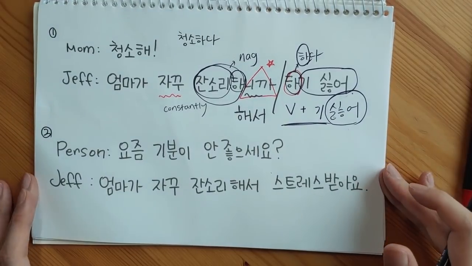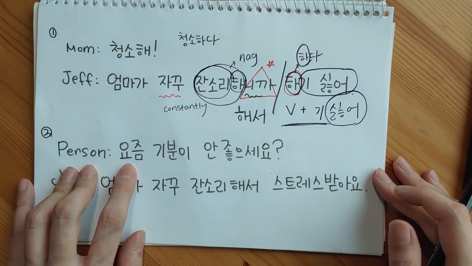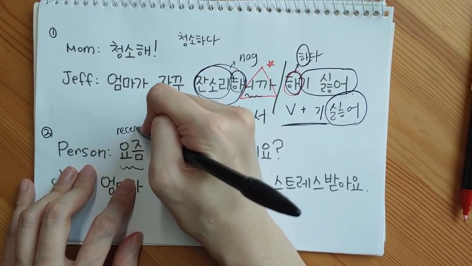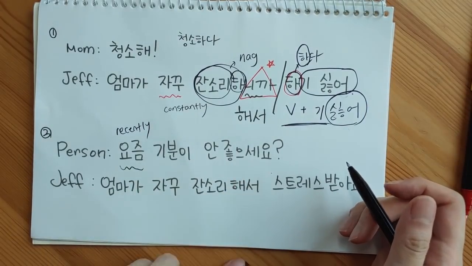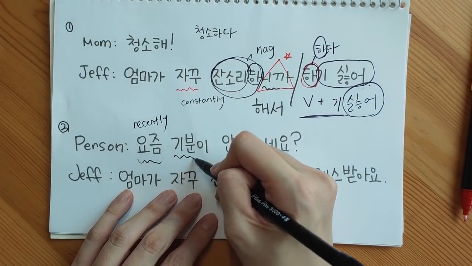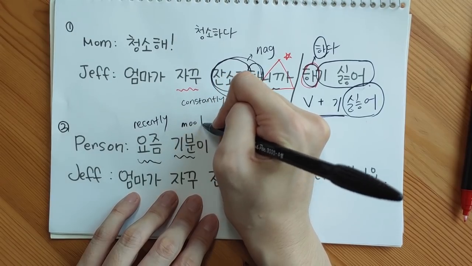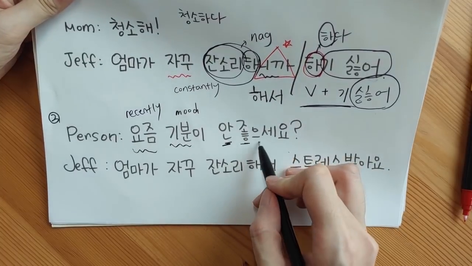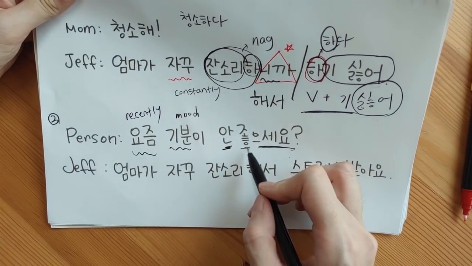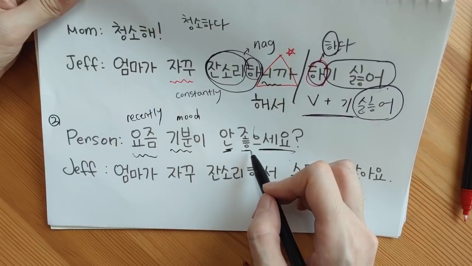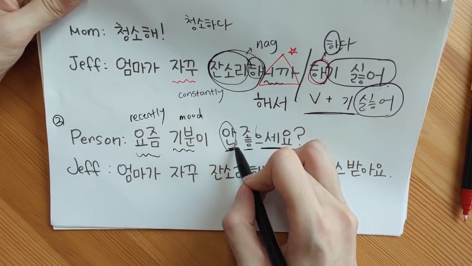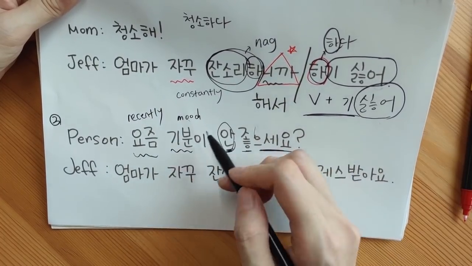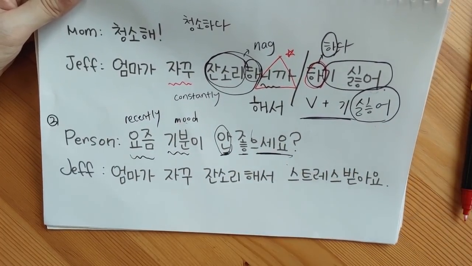And how about the second one? A person asks, 요즘, recently, 기분이 안 좋으세요? We learned 기분 means mood, feeling. 기분이 안 좋으세요? It's the polite form combined with 좋다, which means good. And by putting 안, it becomes not good. So recently, your mood is not good. So are you recently feeling unwell?